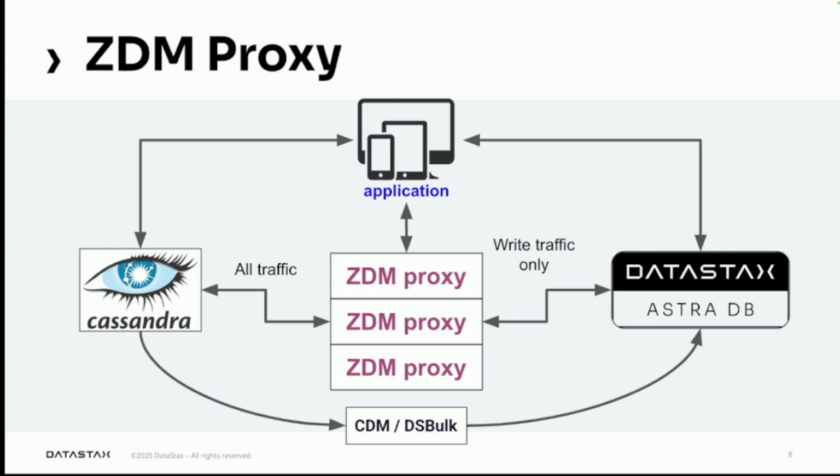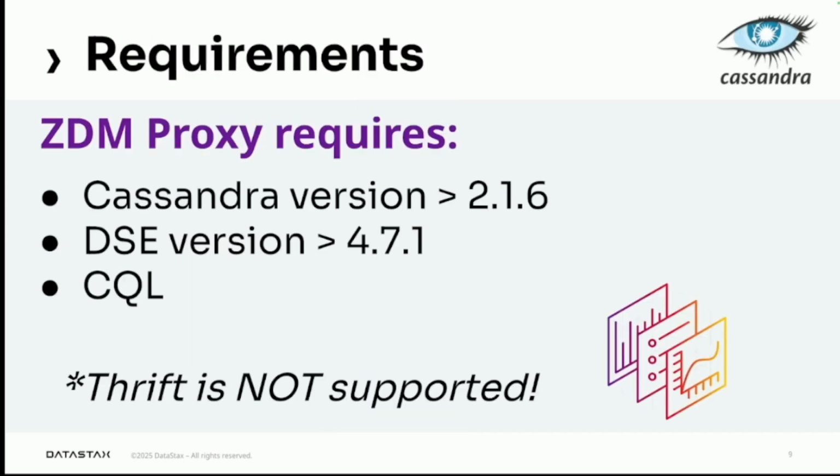That way, the new Astra DB database, the target, is actually filling up with your new data from the application as it's coming in. And of course, while this is happening, we'll go ahead and run a Cassandra data migrator or DSBulk process or multiple processes to move the data from the origin Cassandra cluster and into the target Astra DB database.